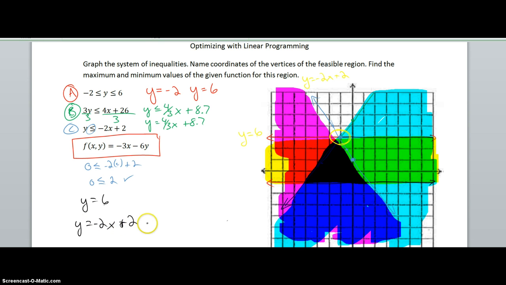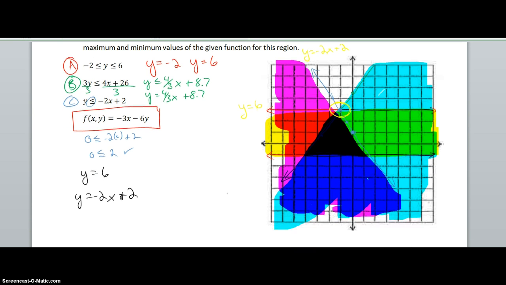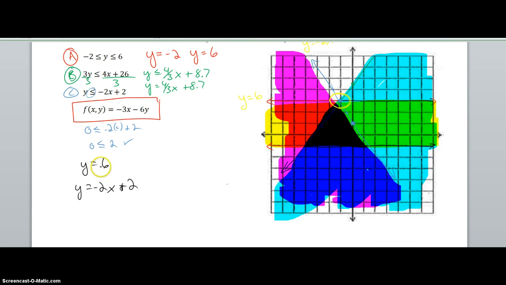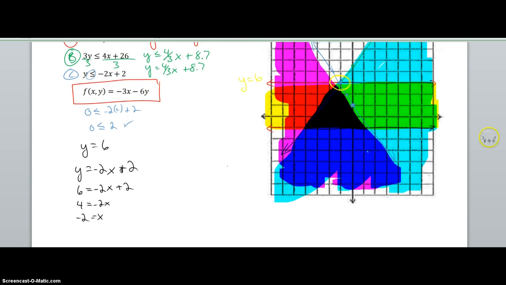The best way to solve this system of equations is with substitution. So I'm going to plug 6 in for y. 6 equals negative 2x plus 2. Simplify this. We'll subtract 2 from each side, and we'll get 4 equals negative 2x. So x is negative 2. Our x value is negative 2, and our y value we already said was 6. So our first vertex is (negative 2, 6). Okay, on to the next one.